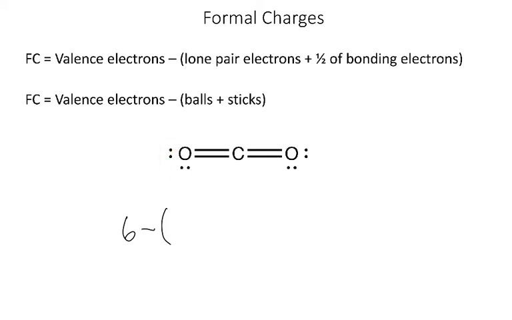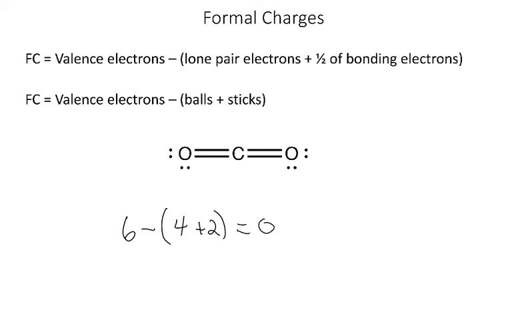So it has 1, 2, 3, 4. And then it gets half of the bonding electrons. Each bond in the double bond is 2 electrons, so it has 4 bonding electrons. I want to take half of those, so half of 4 is 2, and so 6 minus 4 plus 2 is equal to 0.